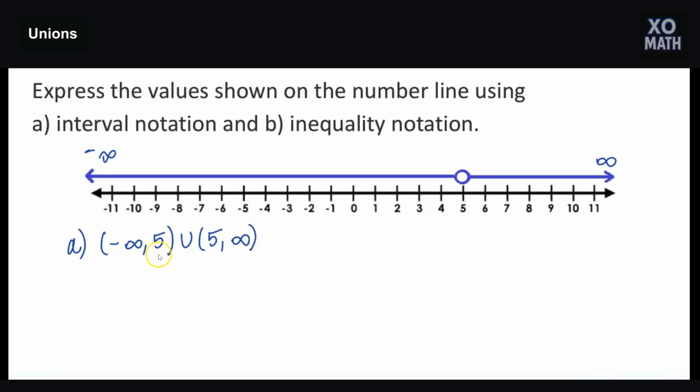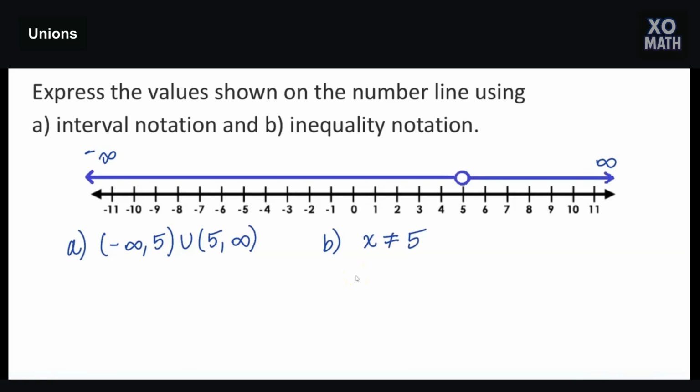So here this says everything except for the number 5. Now for part B in inequality notation, there's a really nice short way to express this. We're going to say x is not equal to 5. Now we could have written x is less than 5 or x is greater than 5, but it's clearly a little bit nicer and shorter to simply write x does not equal 5.